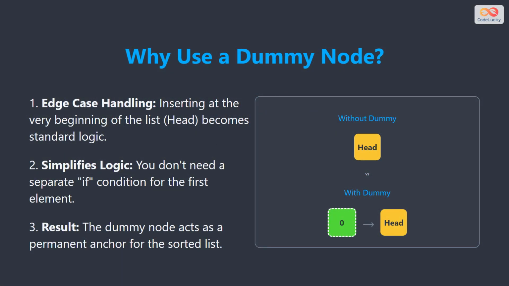To make our code cleaner, we will use a dummy node. A dummy node is a placeholder that sits before the actual head of our sorted list. Why do we need it? Because sometimes the new node needs to be inserted at the very beginning, before the current head. Having a dummy node ensures that every node, including the first one, has a previous node, simplifying our logic significantly.